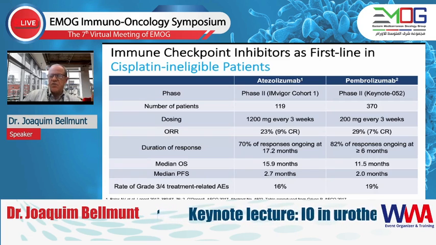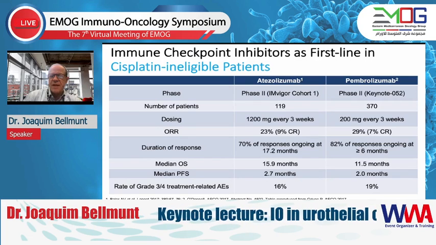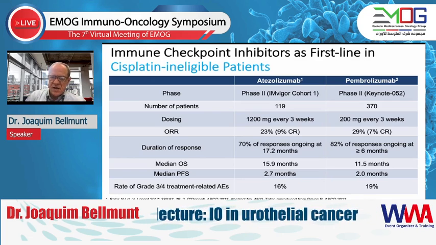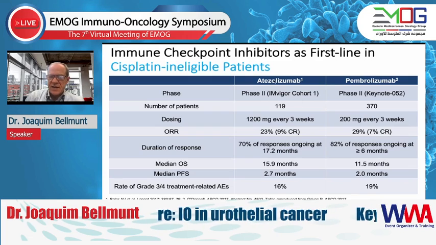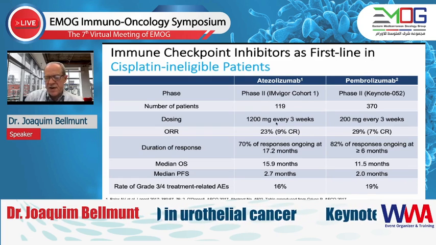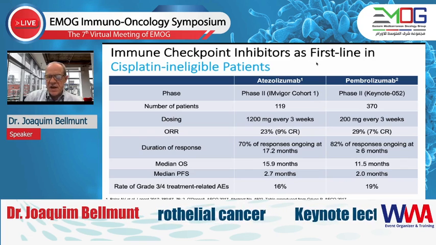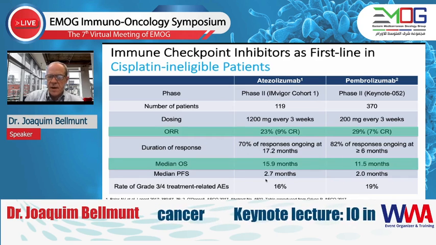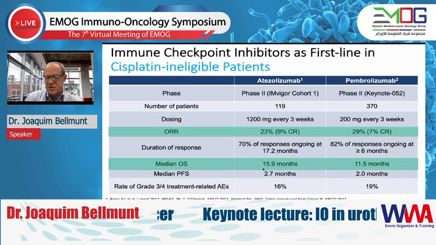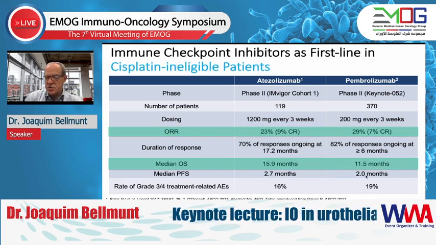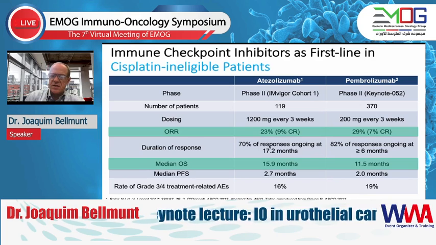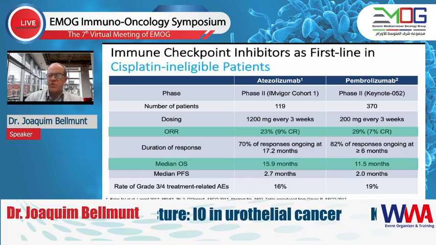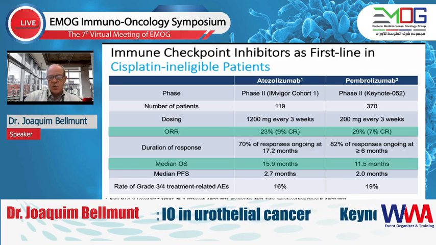And obviously, a lot of work was done in patients who were platinum ineligible, in the first-line setting. Here you can see the two trials, the phase 2 IMvigor cohort 1, showing atezolizumab providing some benefit in those patients receiving first-line immunotherapy being platinum ineligible. As you can see here, the median survival in these first-line platinum-unfit patients was 15.9 months, and for pembrolizumab, also close to 12 months. And as mentioned, the duration of response was outstanding in some patients receiving immunotherapy. This led to the initial approval of these two agents in first line in patients who were unfit.